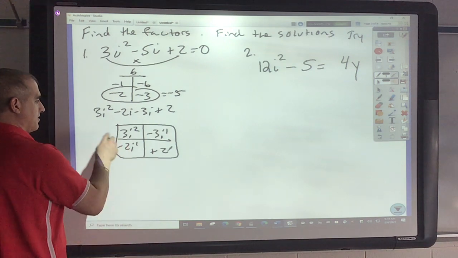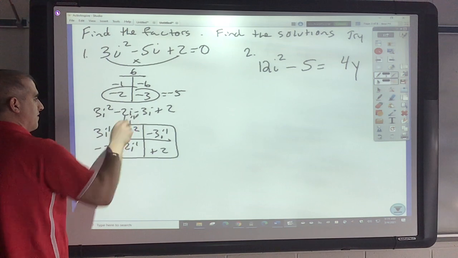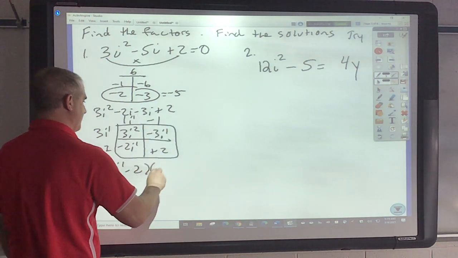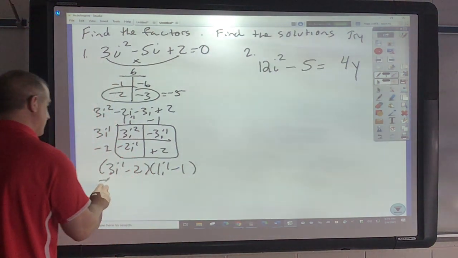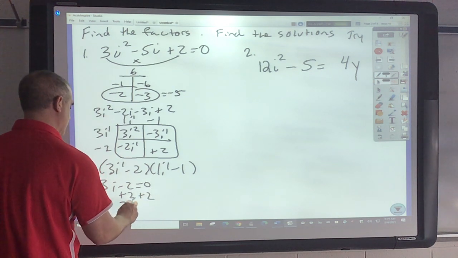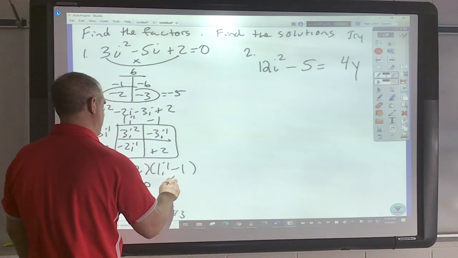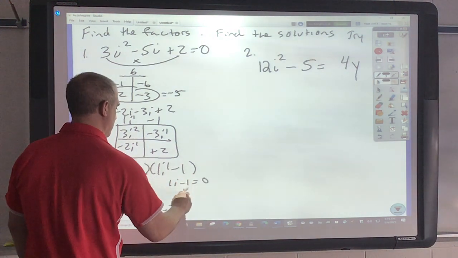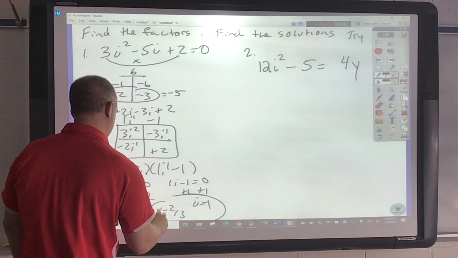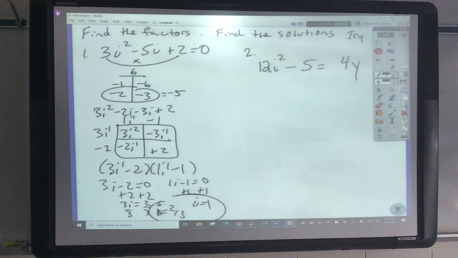Okay, just to save us on some time in the video, this would be 3i to the first, this would be negative 2, this would be 1i to the first, and this would be negative 1. So these would be the factors. Okay, if I set these equal to 0, this one it would be 3i equals 2, divided by 3, I get i equals 2/3. This would be 1i minus 1 equals 0, add 1, i equals 1. Okay, sorry about that. I did not take a GCF out, which was bad.